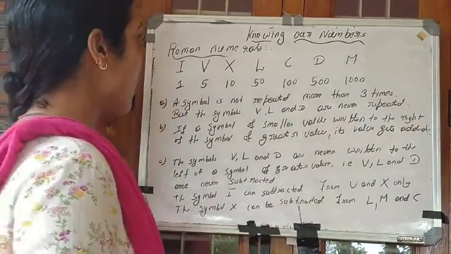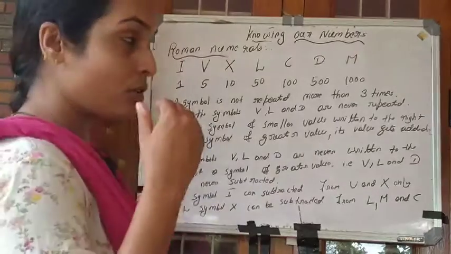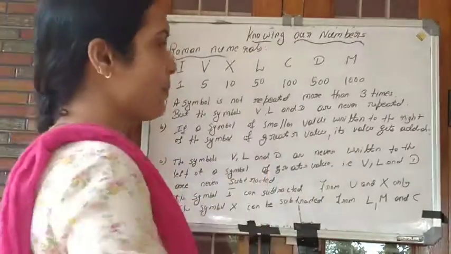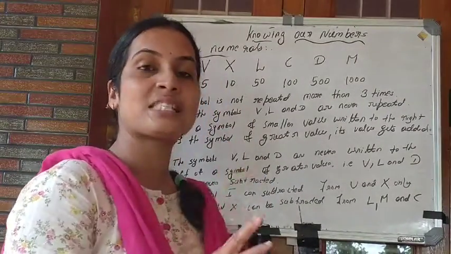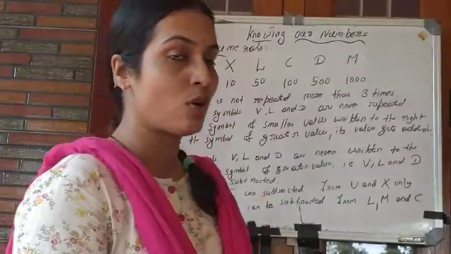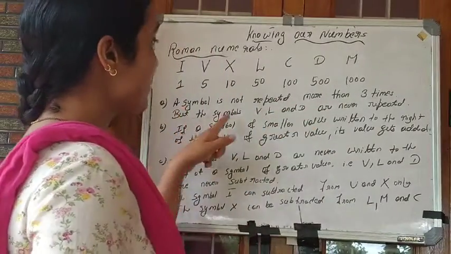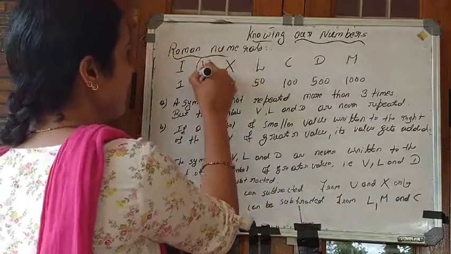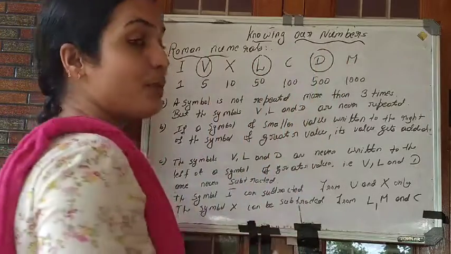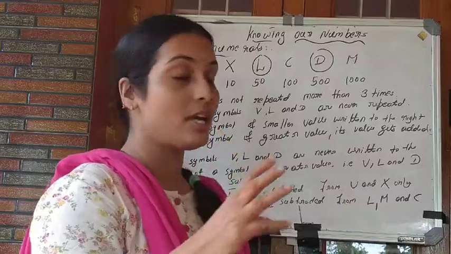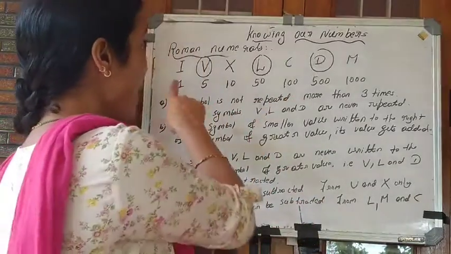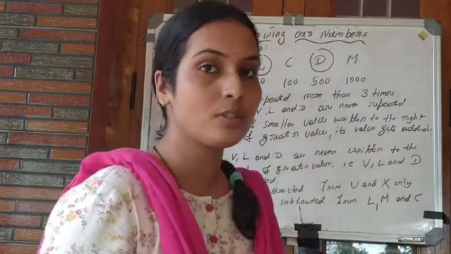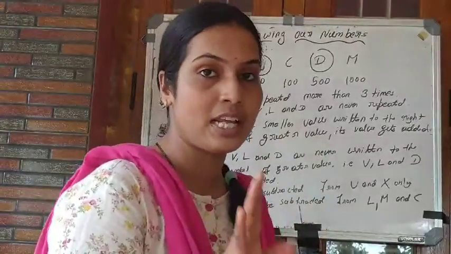The first rule for writing Roman numerals is that a symbol is not repeated more than 3 times. Any symbol should not be repeated more than 3 times; the maximum we can write is 3 times. But the symbols V, L and D are never repeated. Excluding V, L and D, the symbols I, X, C, M can be repeated, at most 3 times.